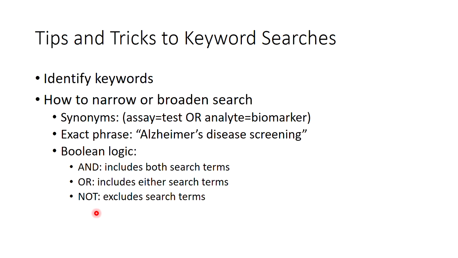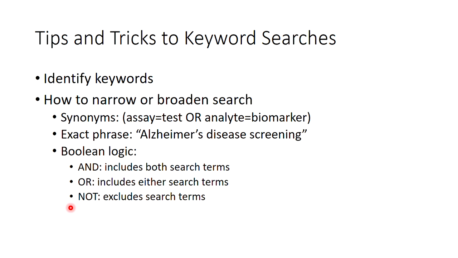Capitalization doesn't matter. You can also use Boolean logic terms. These AND, OR, and NOT, when they're in all caps in a search, will cue the search engine that it has to include or exclude certain key terms on either side of those Boolean logic terms. So for AND, it means you have to include both search terms on either side of the Boolean logic. OR can be either search term, so this would be like assay OR test you could have on there.